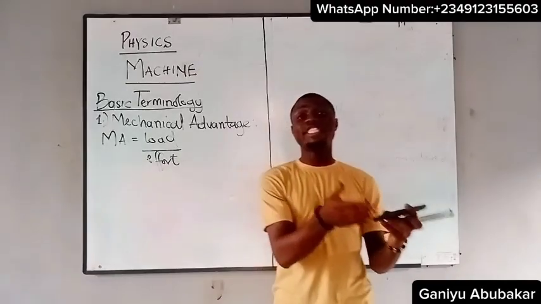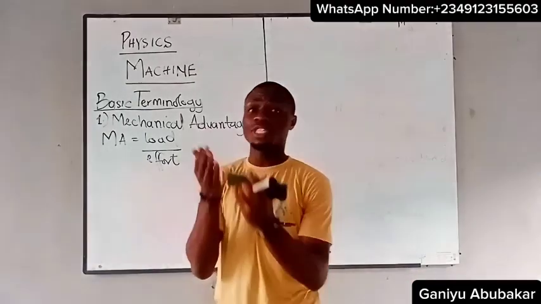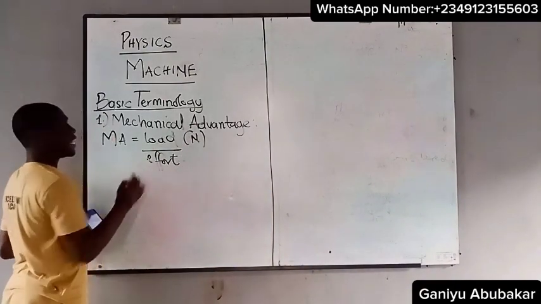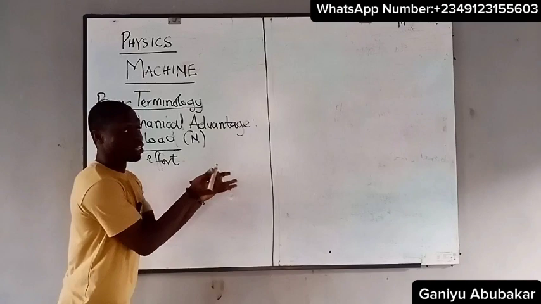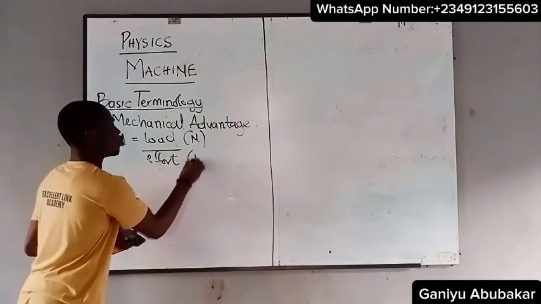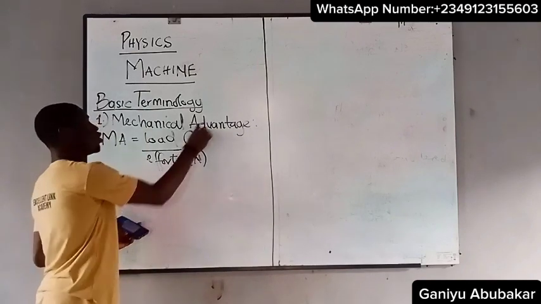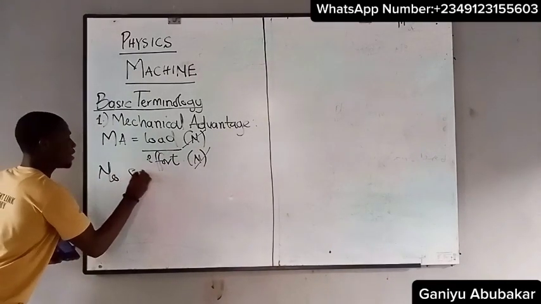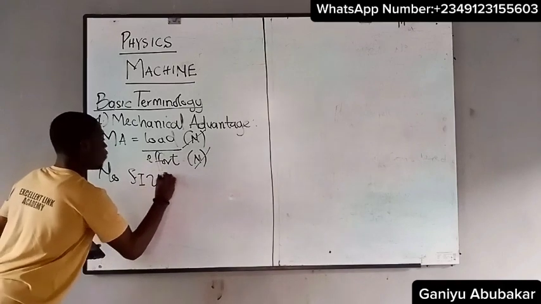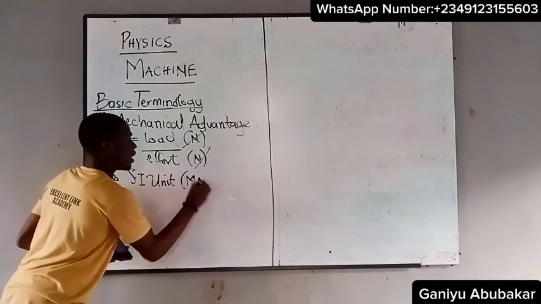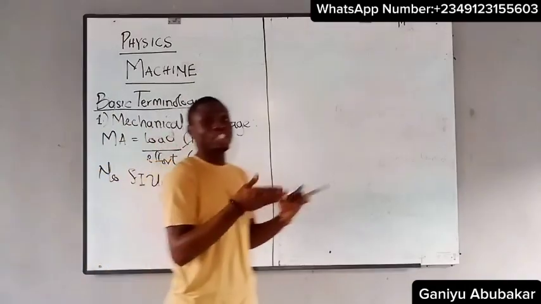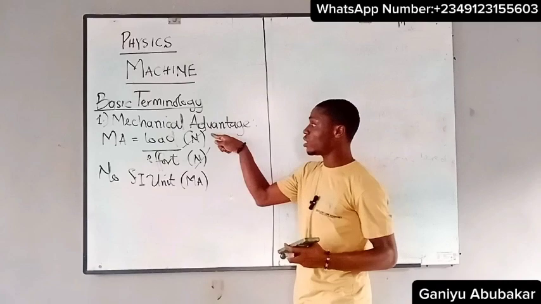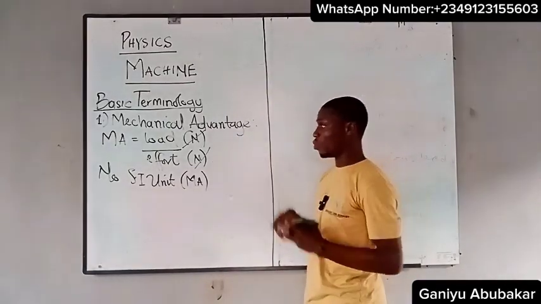Of course, load is a weight, and weight is measured in Newton. So the SI unit of load is Newton. Similarly, effort is a force applied on an object, so effort is also measured in Newton. So Newton cancels Newton. Hence, there is no SI unit for mechanical advantage. Why? Because Newton cancels out Newton.